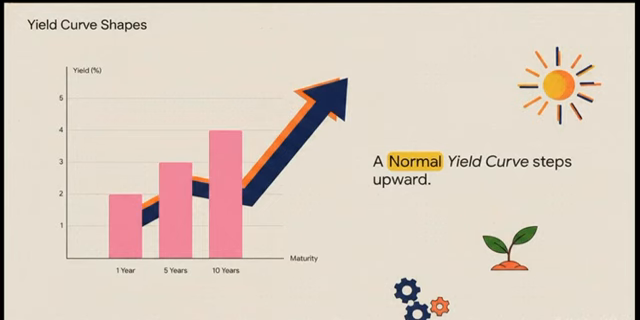First, you've got the normal curve, stepping upward, which tells us, hey, we're looking at healthy economic growth. Then there's the inverted curve, stepping downward. That's a massive red flag. It usually signals a looming recession. And finally, the flat curve, which points to market uncertainty, kind of like the economy is holding its breath.